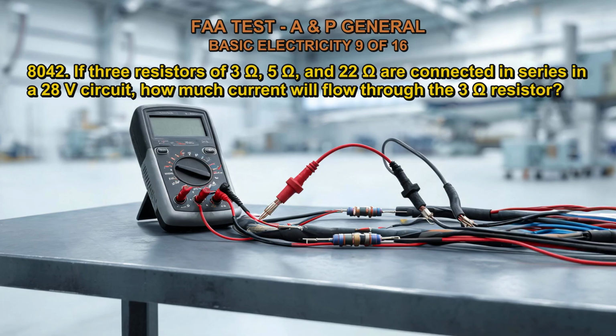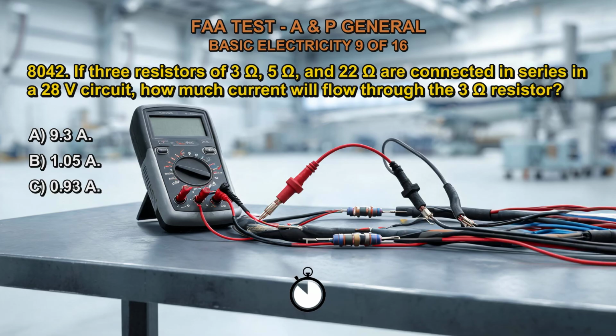8042. If three resistors of 3 ohms, 5 ohms, and 22 ohms are connected in series in a 28-volt circuit, how much current will flow through the 3-ohm resistor? A. 9.3 amperes. B. 1.05 amperes. C. 0.93 ampere. The correct answer is C.